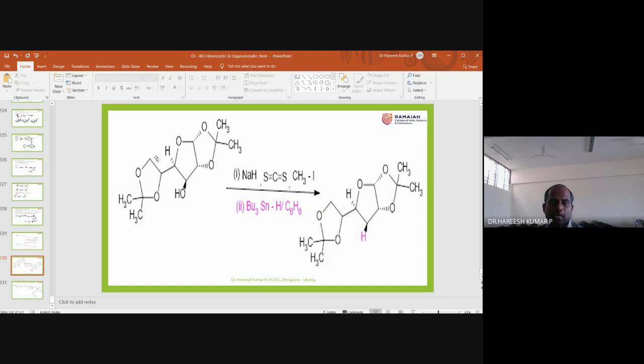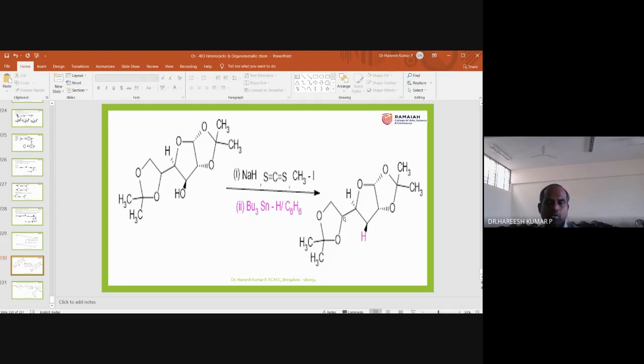Okay, here there is a 2-hydroxy that was protected with acetone. But here one hydroxy is there, that's a free hydroxy. This hydroxy reacts with sodium hydride and forms an anion. That anion attacks carbon disulfide and forms a S minus. That S minus reacts with this methyl and forms a thioester. That thioester reacts with the tributyl tin hydride, and there will be a replacement of this OH with hydrogen from tin. So that is the product obtained.